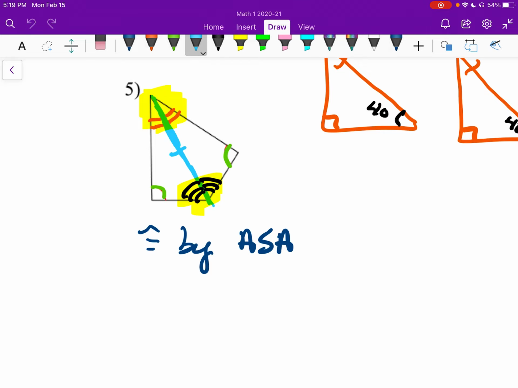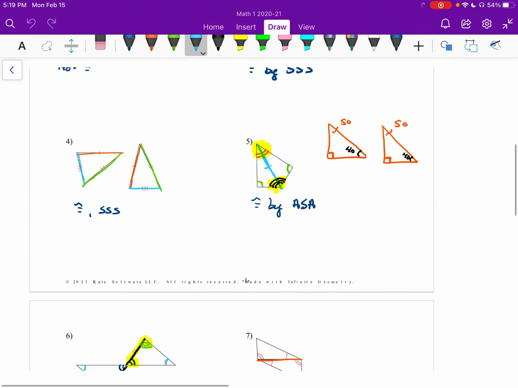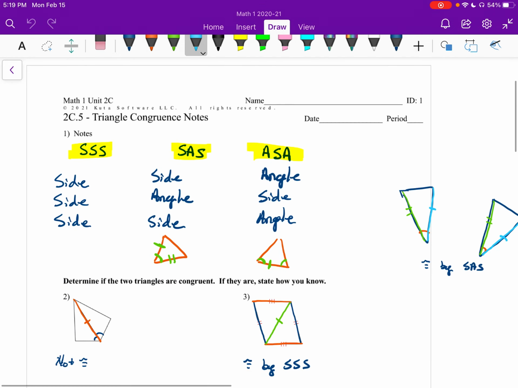Make sure you're able to do that. If you're still confused, go on YouTube, search triangle congruence, and there will be a ton of videos about them. All right, good luck.